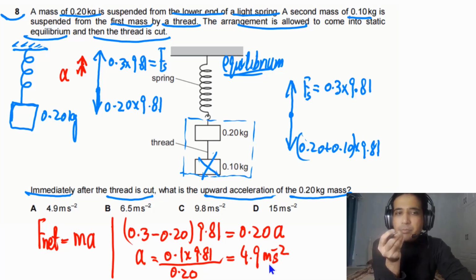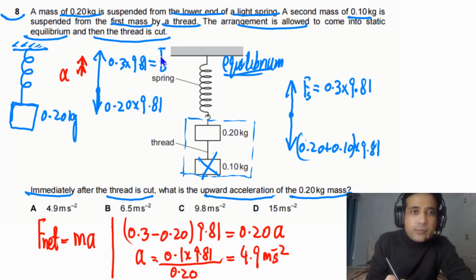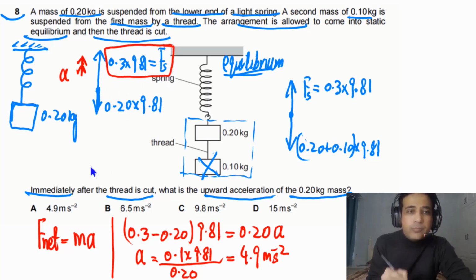When we just cut the thread, the spring force will take some time to adjust itself. So that's the reason the spring force will stay the same at that moment. That's the reason we have said this force is equal to 0.3 times 9.81, and then you can figure it out. I hope this one is clear to you, and the answer for this question is A.